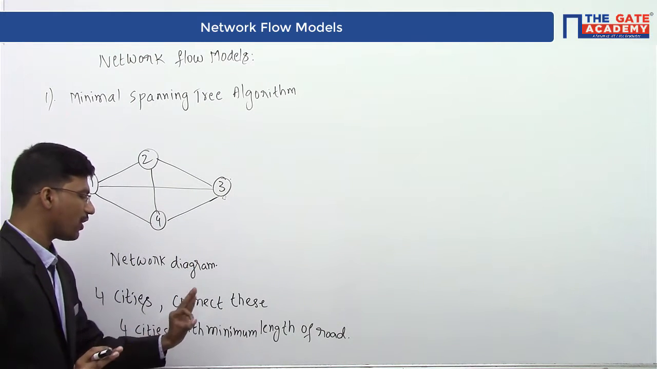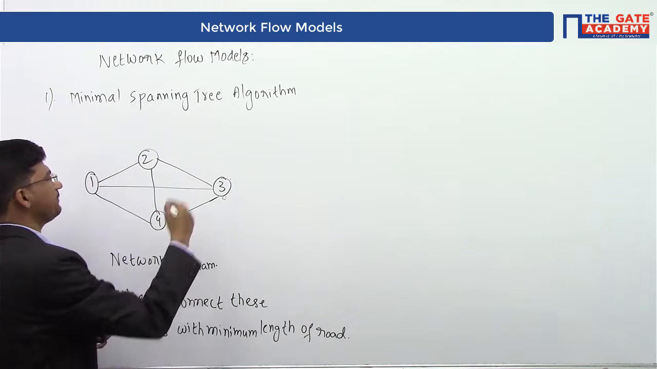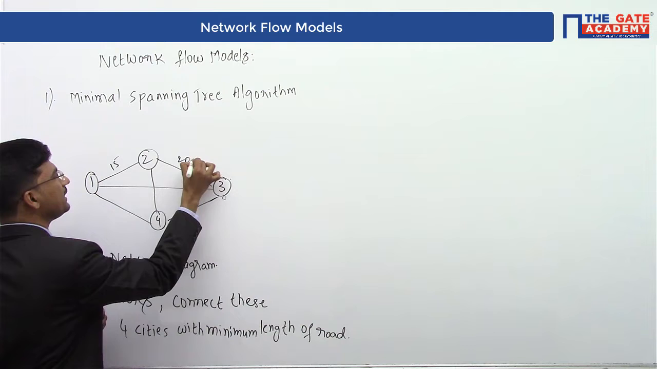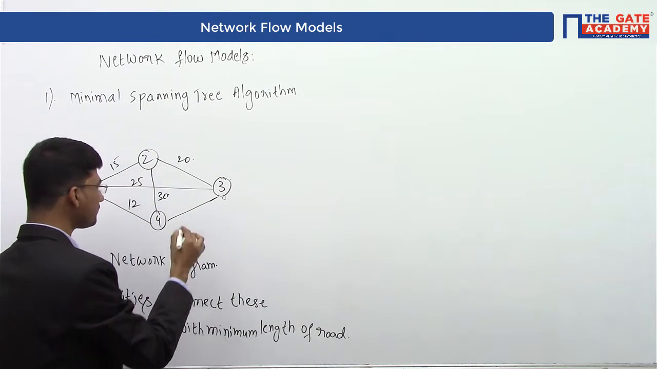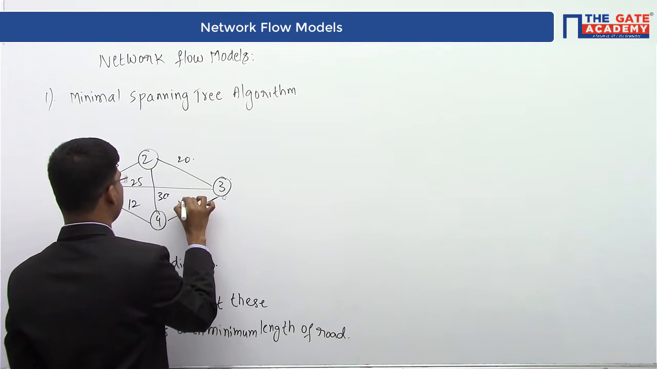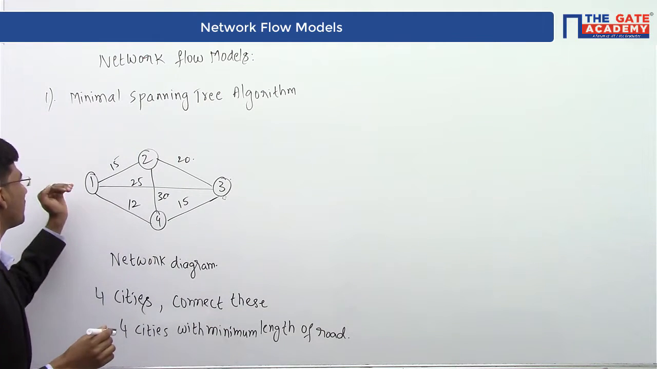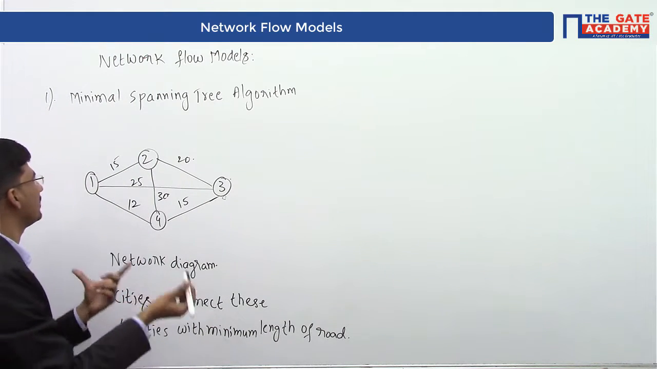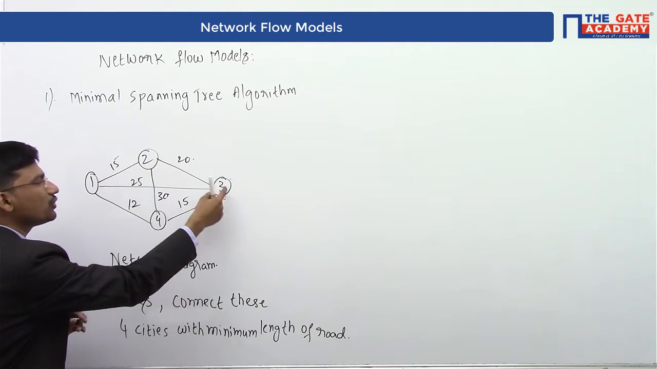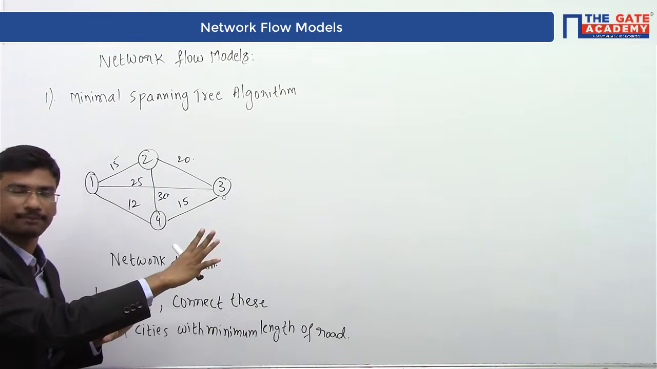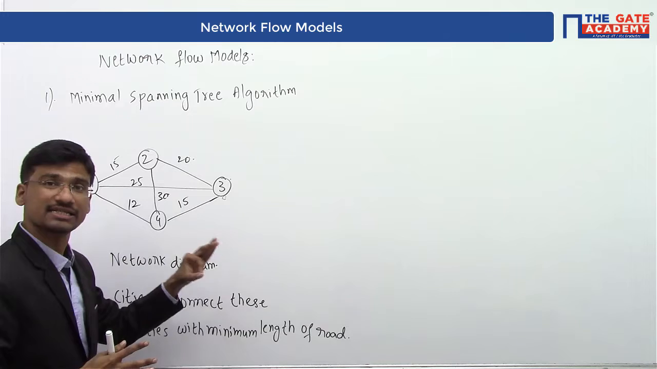So there are 4 cities. We have to connect these 4 cities with minimum length of the road. Say we assume that the lengths are 15, 20, 25, 30, 12, and maybe again 50. These are the lengths of the road. For example, from city 1 to city 2, the length of the road will be 15 kilometers. From 2 to 3 it will be 20 kilometers and so on. These are the distances in kilometers.